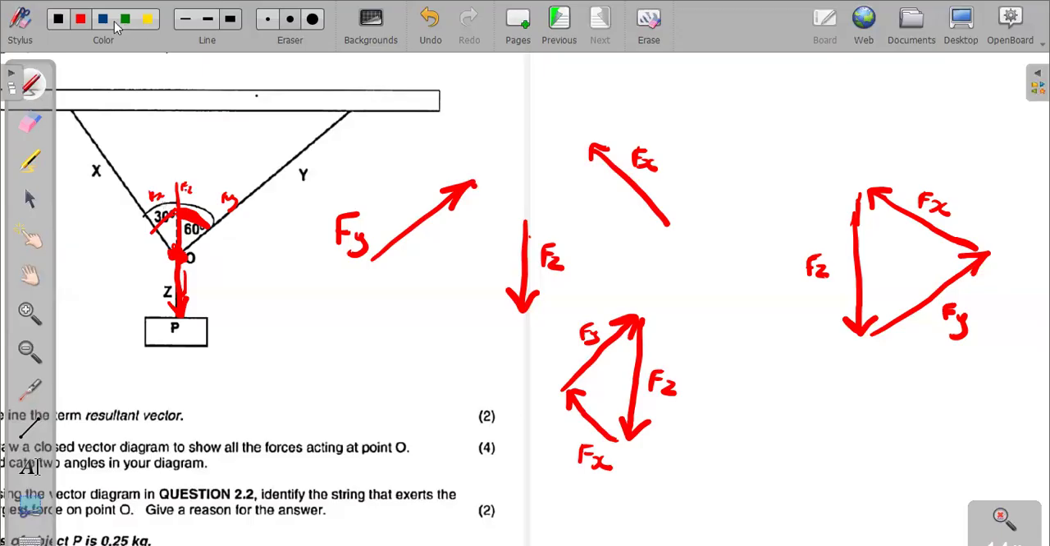Okay, assuming, say, for example, the angle had not been given. Suppose that angle there had not been given as it is right now. How are you going, say, for example, you have this angle here.